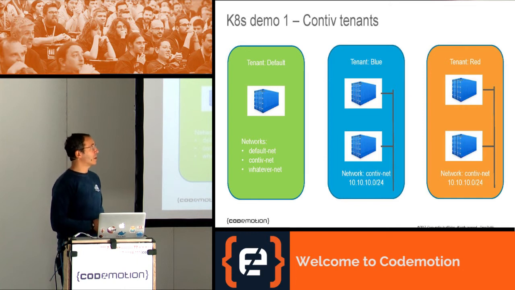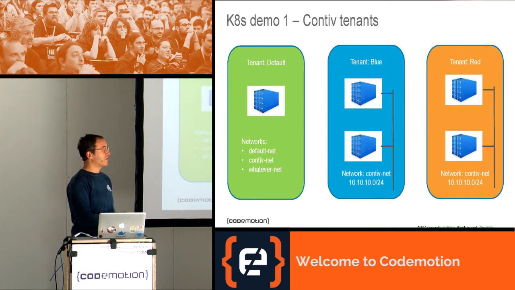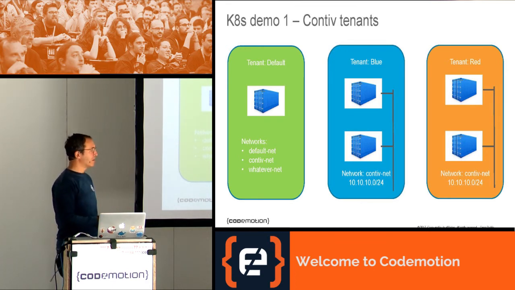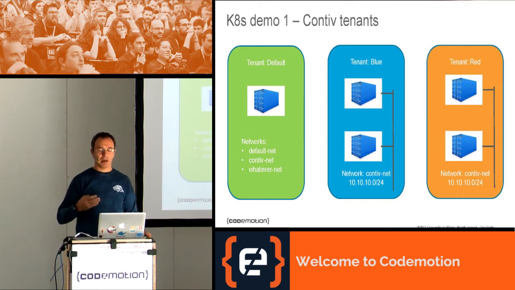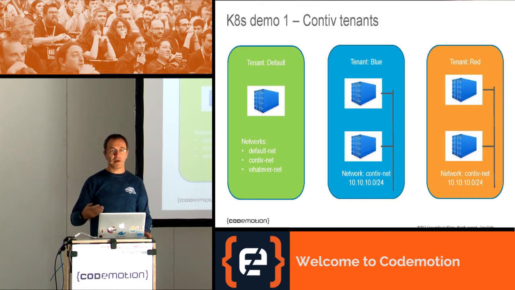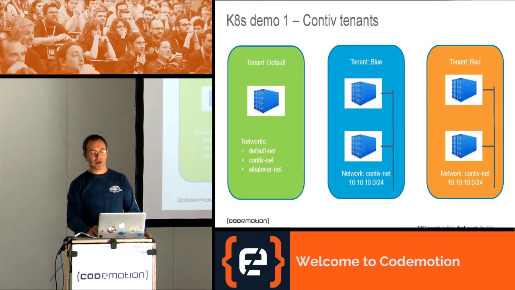And then we will create a tenant red with another Contiv Net network. Of course, you can give the network any name. I used Contiv Net to distinguish that from the native networks in Docker. But again, with the same subnet, same configuration as the others. So the objective is to demonstrate that containers in a tenant on a specific network can communicate among themselves, but cannot see other containers in a different tenant, even though the networks they are attached to have exactly the same configuration. So it is a complete separation of 3 worlds in this case.